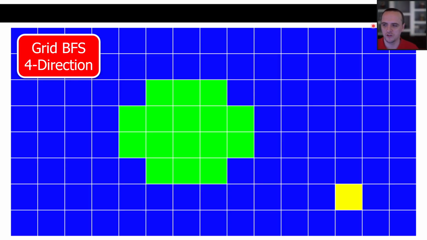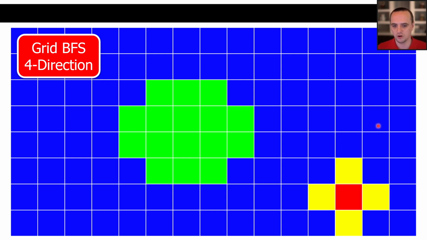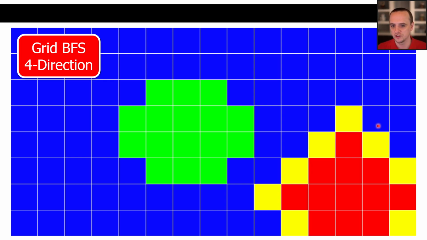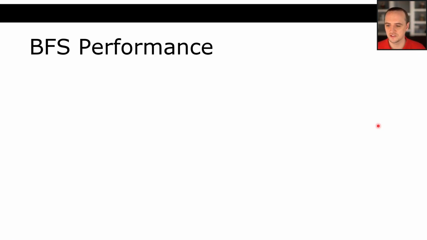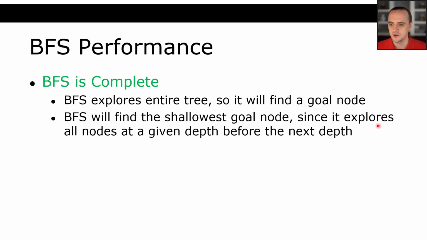So what does breadth-first search look like in a grid? If we don't remember, well, we're going to start at a particular node, or a particular state, sorry, and then we're going to search outward in four directions, eventually covering the entire map, right? So that's what breadth-first search is going to look like. All right, so the performance, as a recap, of breadth-first search is that it is a complete algorithm. Complete meaning it explores the entire tree. And so it will find a goal node if a goal node exists.